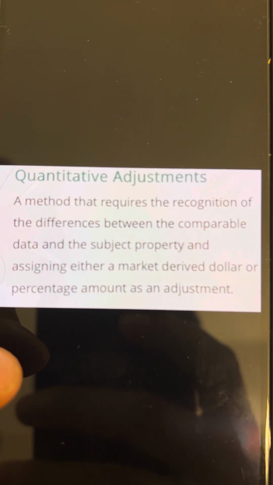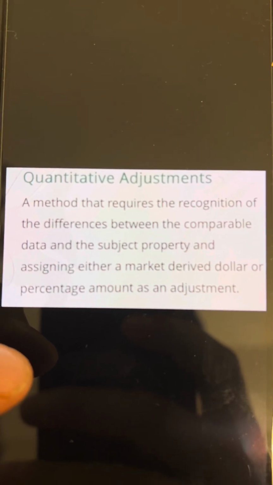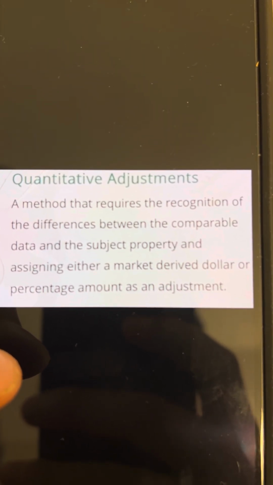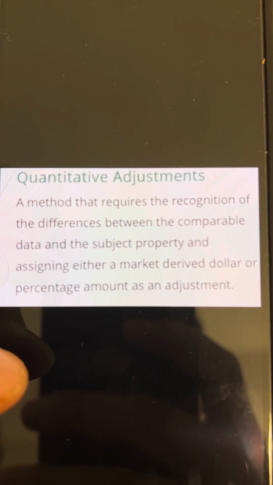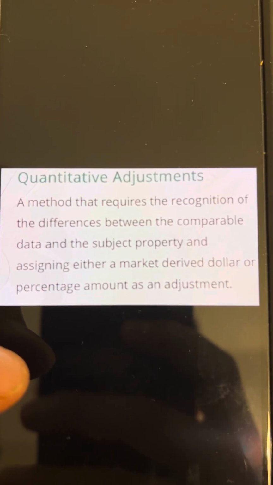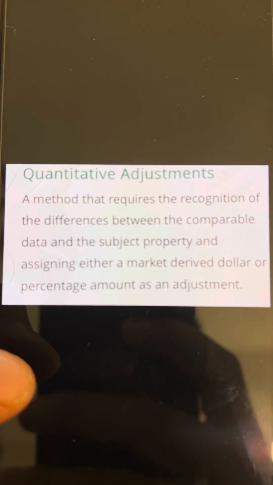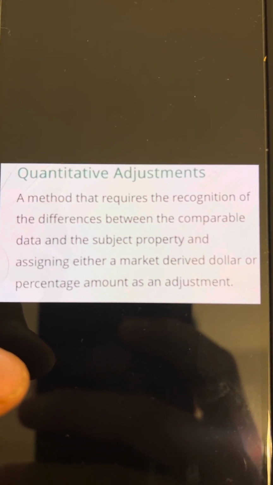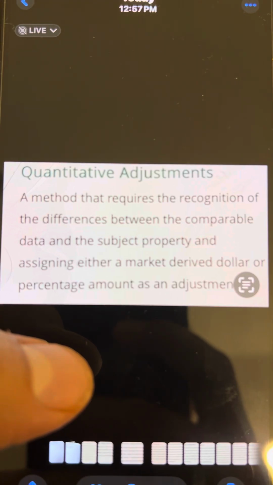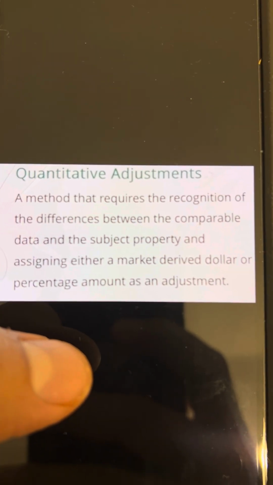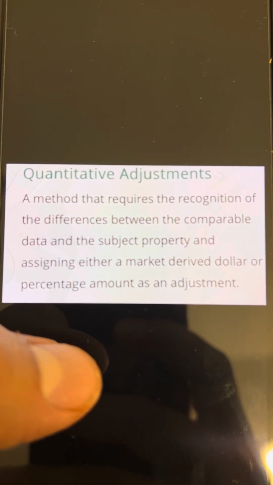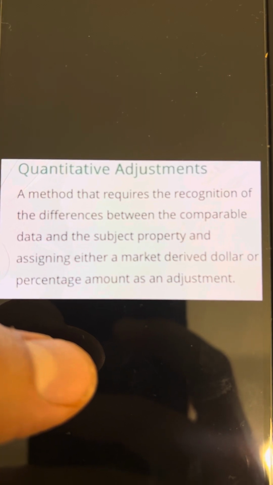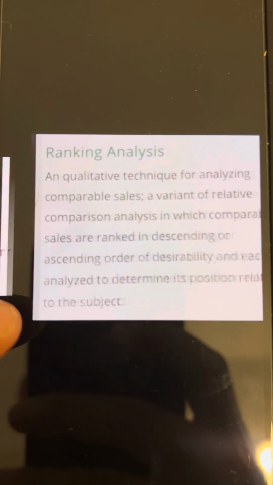Number 3, a method that requires the recognition of the differences between the comparable data and the subject property and assigning either a market-derived dollar or a percentage amount as an adjustment. The answer is quantitative adjustments.